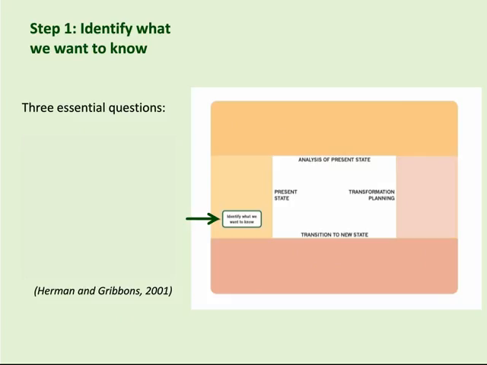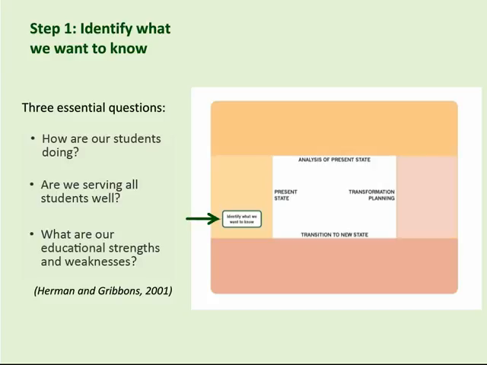The first step in assessing the present state requires identifying what you want to know. Herman and Gribbins highlight 3 essential questions that you should ask early in the data use process to get information about the current state of student achievement. First, how are our students doing? Second, are we serving all students well? And third, what are our strengths and weaknesses?